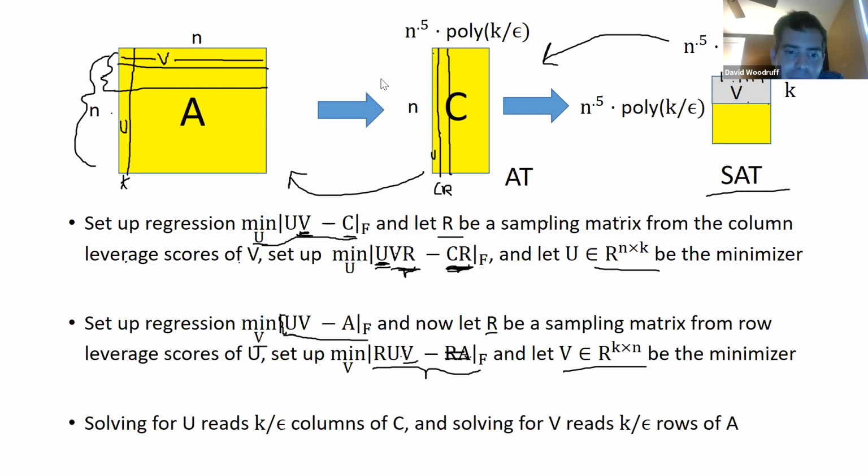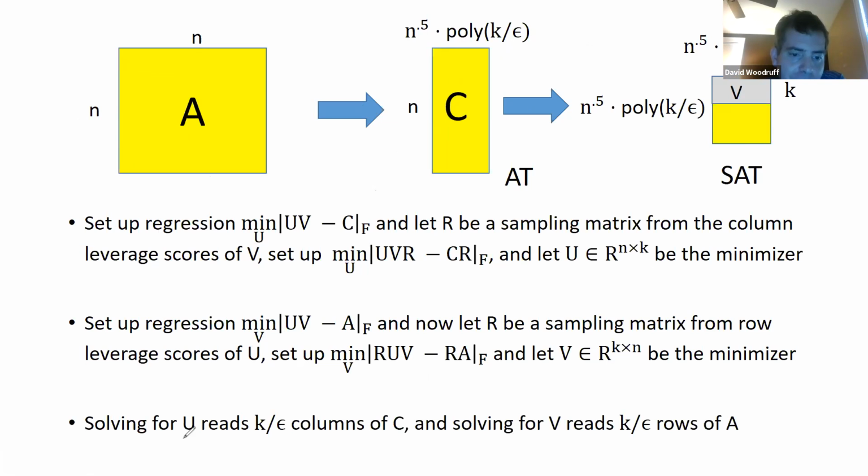And that's it. So we got U. It involved reading K over epsilon entries of C, which are themselves columns of A. And we also had to solve for V, which read K over epsilon rows of A. And so this is totally within our budget, NK over epsilon queries. Are there any questions?